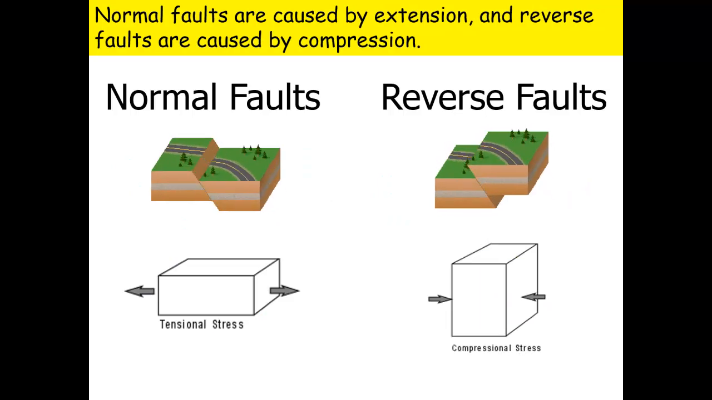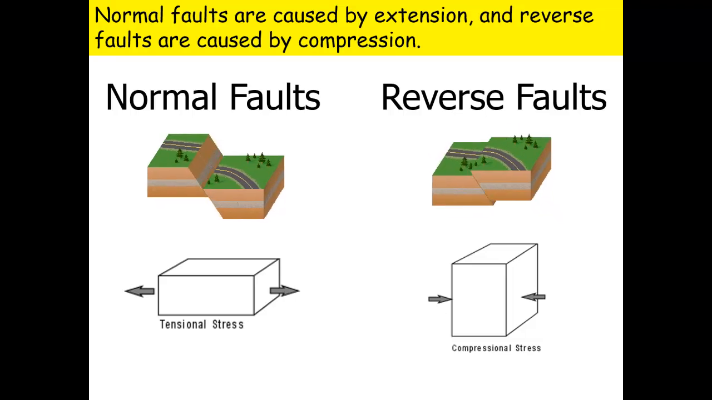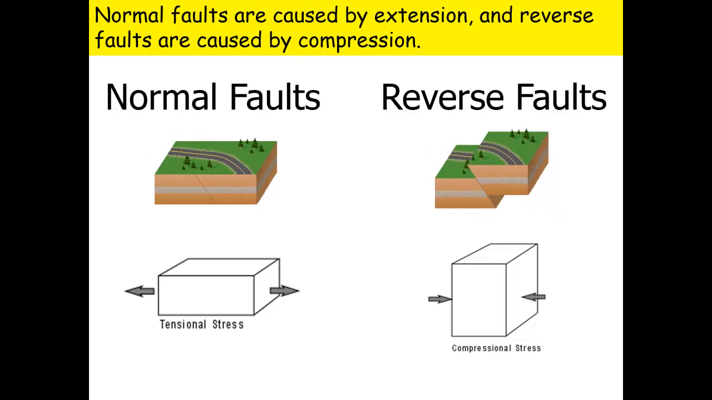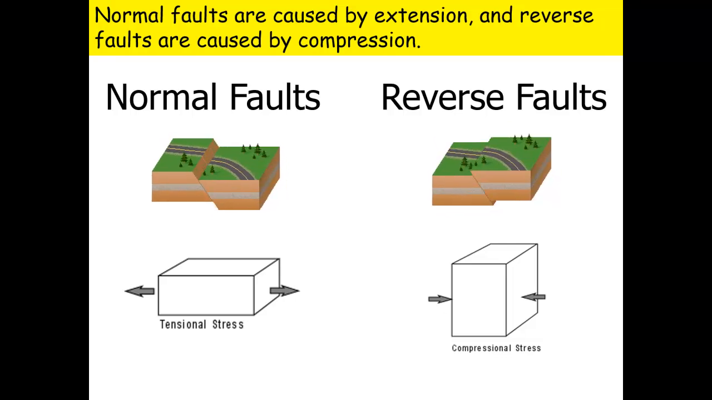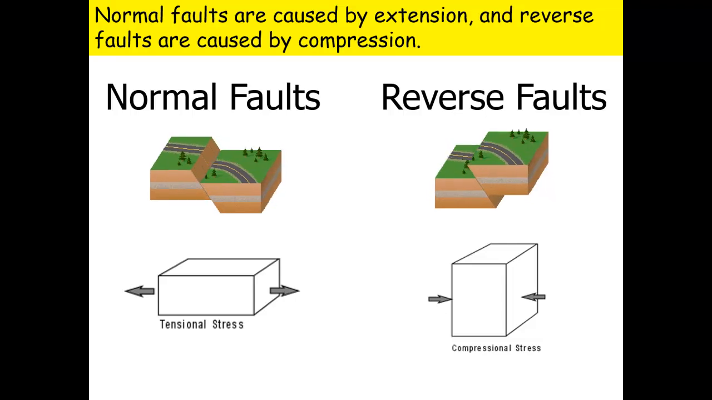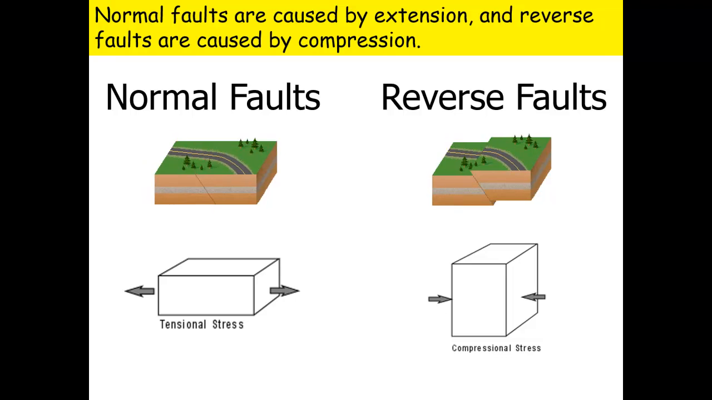Normal faults are caused by extensional forces, pulling-apart forces. You can imagine the reaction if you pull this rock apart: the rock tries to stretch, and as it does that, it breaks, and as one block slides down the fault plane, it actually widens to accommodate the extension.